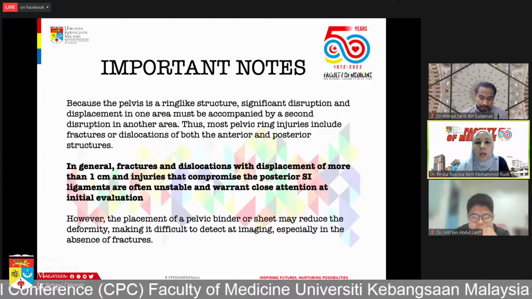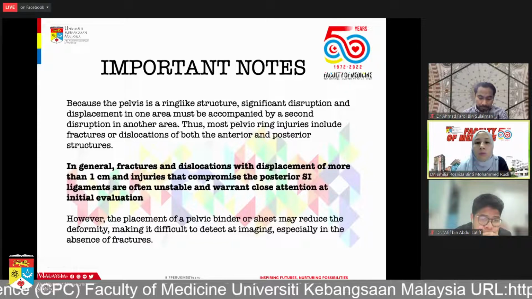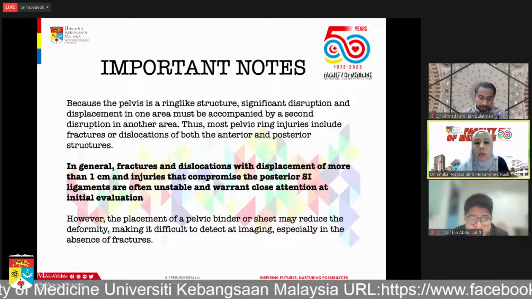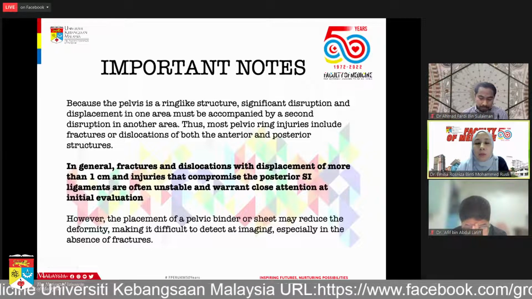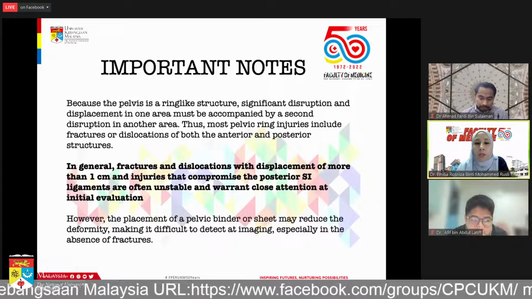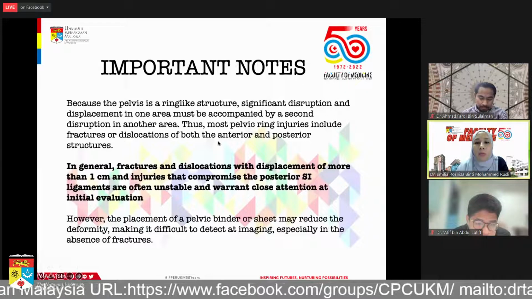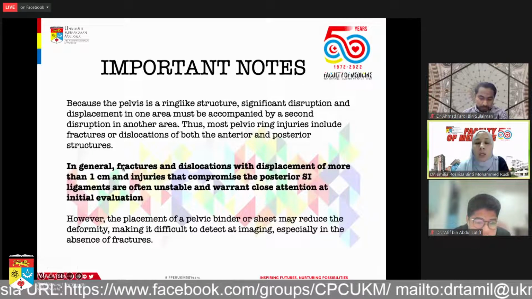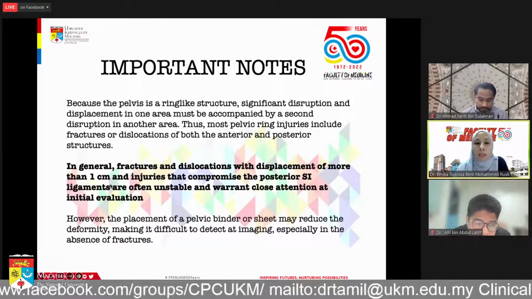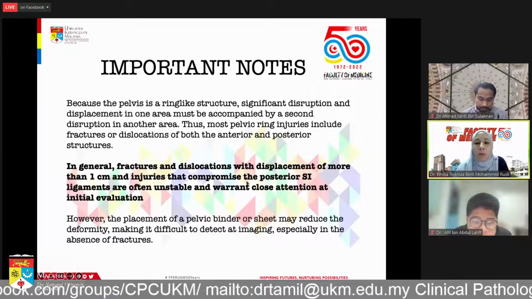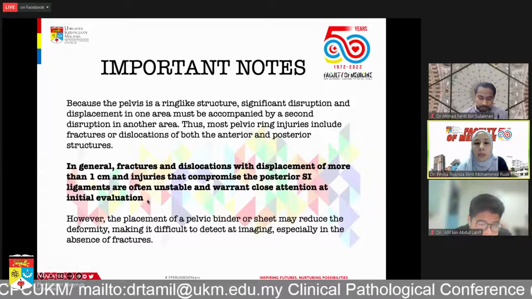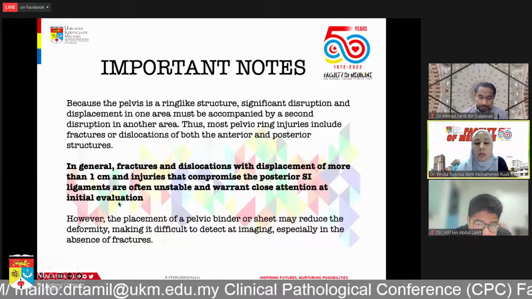There are multiple air pockets in the perineal and gluteal region, gluteal cleft, raising the suspicion of injury to the perineal structures. So it is important to note that the pelvis is a ring-like structure. When there's significant disruption and displacement in one area, it must be accompanied by a second disruption in another area. Thus, most pelvic ring injuries include fractures or dislocations of both the anterior and posterior structures. So in general, when there are fractures and dislocation with displacement of more than 1 centimeter, and injuries that compromise the posterior sacroiliac ligaments, they are often unstable and warrant close attention at initial evaluation.